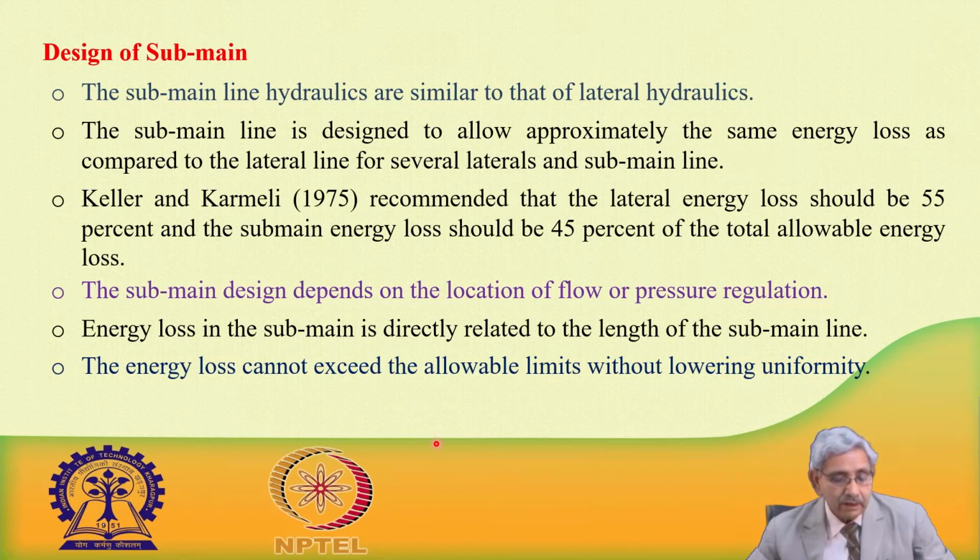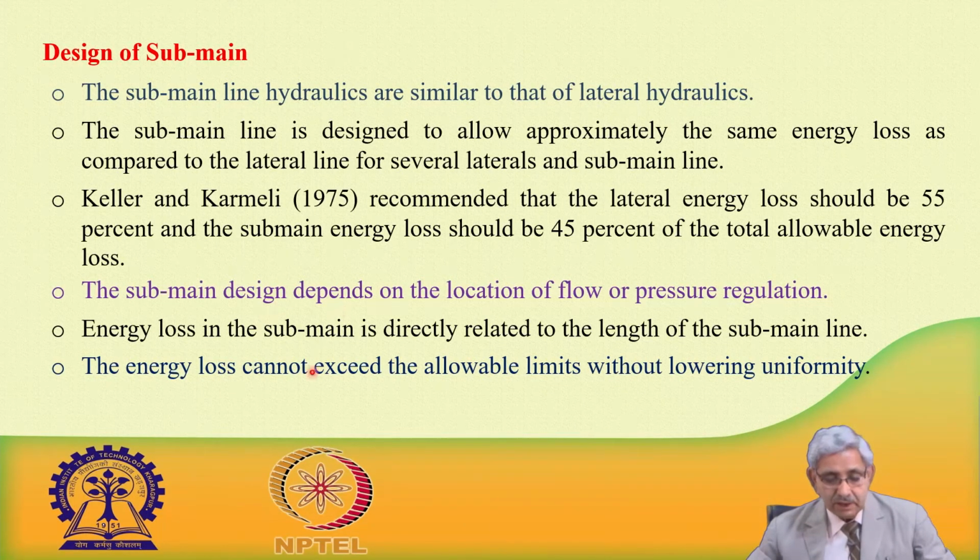Keller and Karmeli, the two investigators, have recommended that lateral energy loss should be 55% and submain energy loss should be 45% of the total allowable energy loss. So, this is the proportion that can be taken care of while we are estimating. We should see what percentage of the energy loss comes from the lateral pipeline and the submain pipeline.